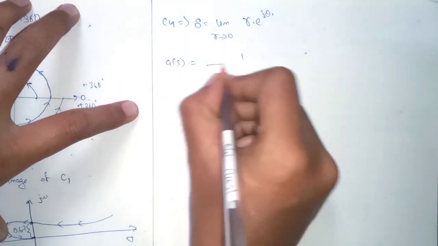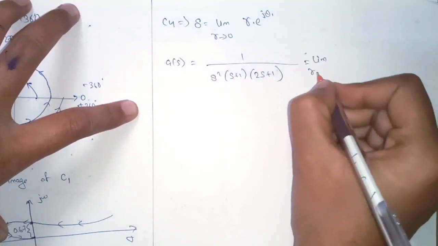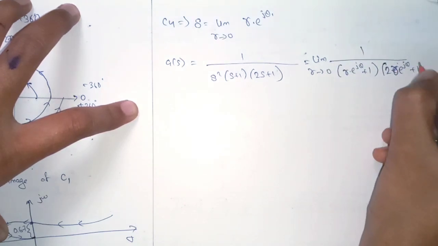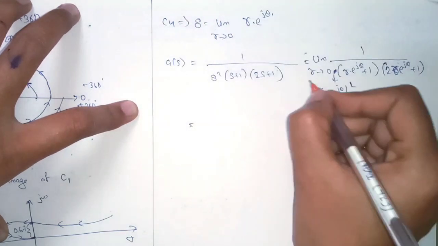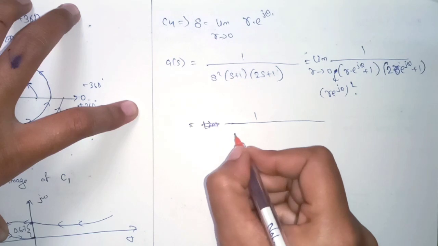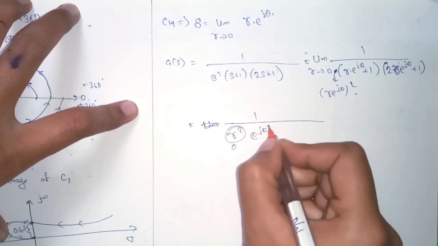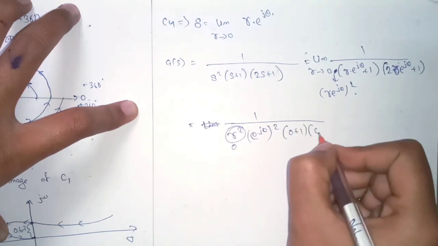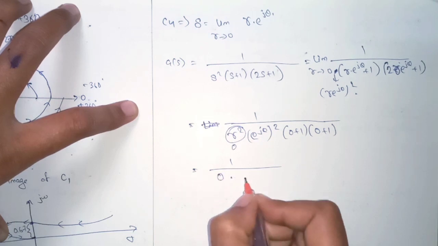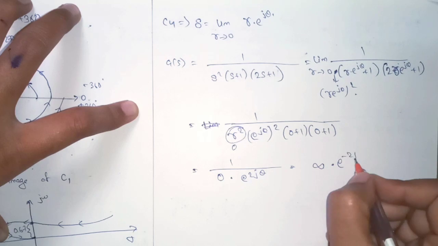So the initial equation was 2S plus 1, and now we will substitute it. We will get r equal to 0, so it will get deleted, and we will get r square, this is turned to 0, e to the power j theta whole square, 0 plus 1 and 0 plus 1. So we will get it as 0 and e to the power 2j theta. Now 1 by 0 is infinity into e to the power of minus 2j theta.